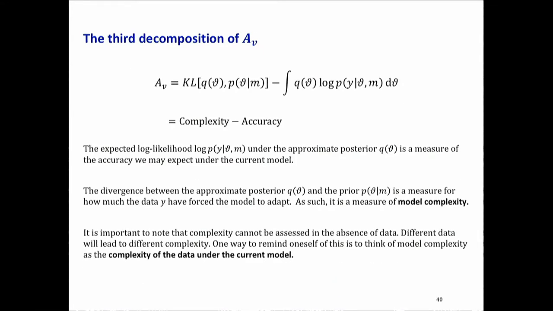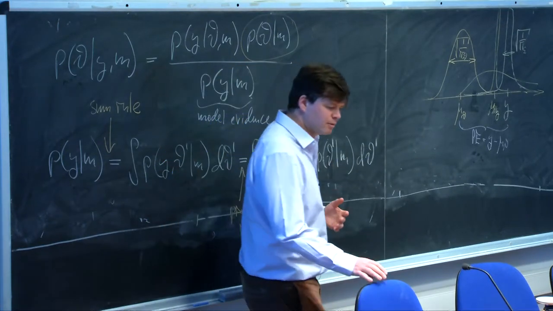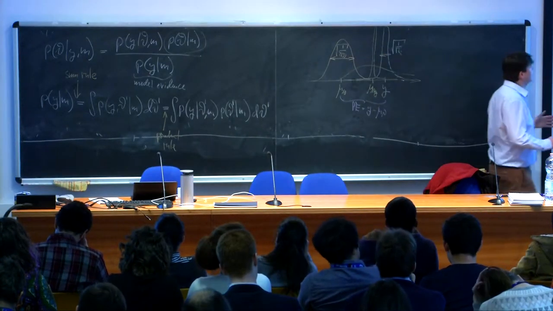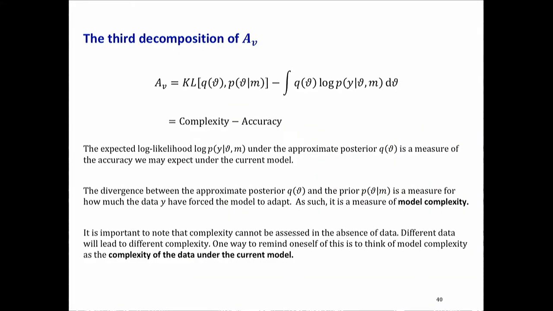Now, the third decomposition of the variational free energy shows you why it is a good measure of model performance. We want to score our models. We want to find out how good they are. And you may know measures of model scoring like the Akaike information criterion, AIC, or the Bayesian information criterion, the BIC. And this is sort of the one that stands behind them because they are approximations to this one. We will see this in a moment.